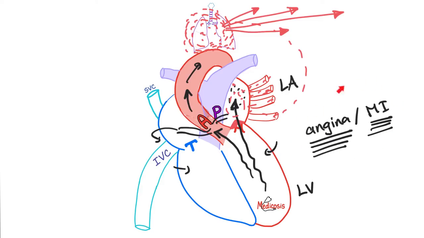This is ischemic heart disease. How about ischemic brain disease? The equivalent of angina in the brain is called transient ischemic attack. That's the injury. The infarction in the brain is known as stroke. That's the cell death. Reversible, irreversible. So angina is equivalent to TIA and MI is equivalent to stroke.